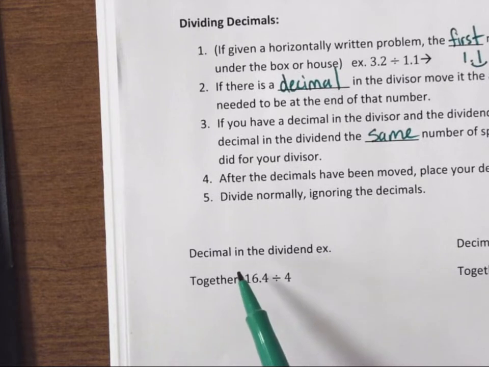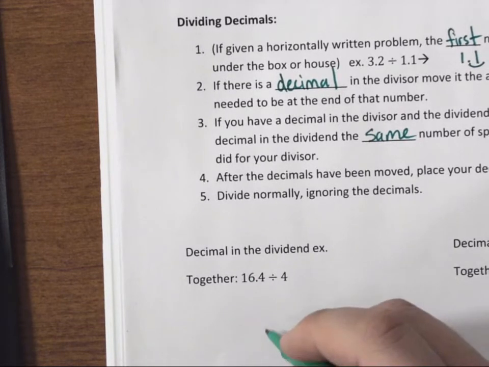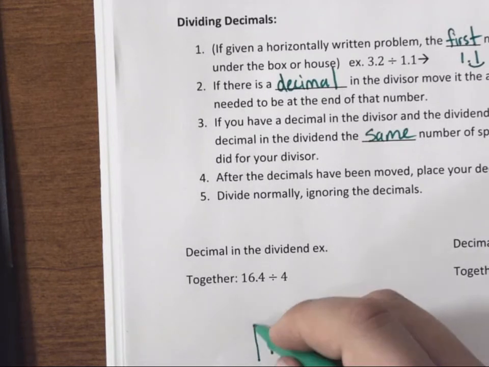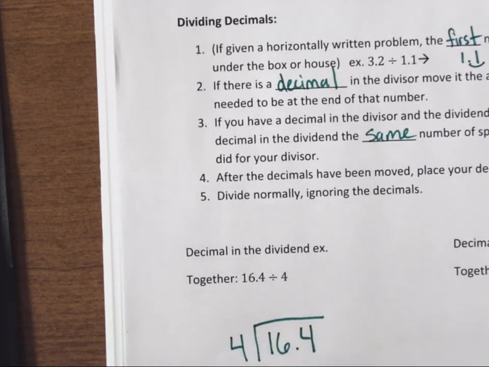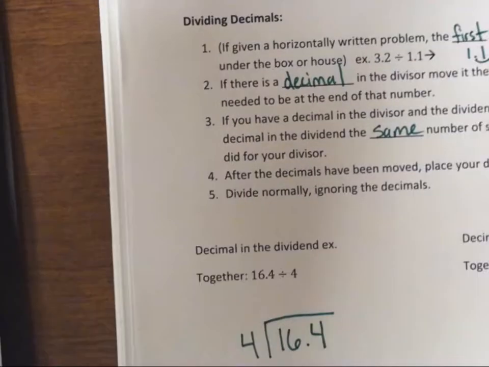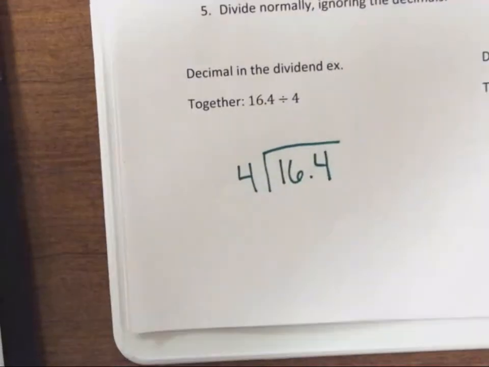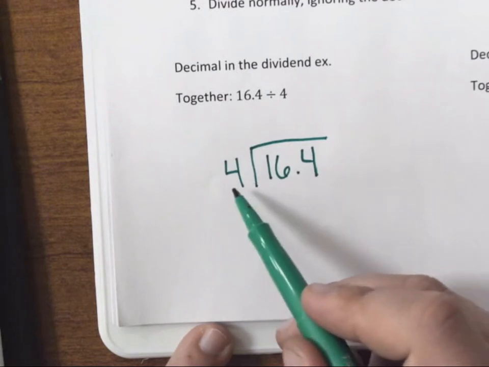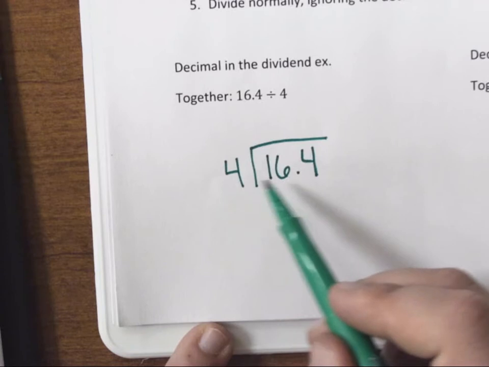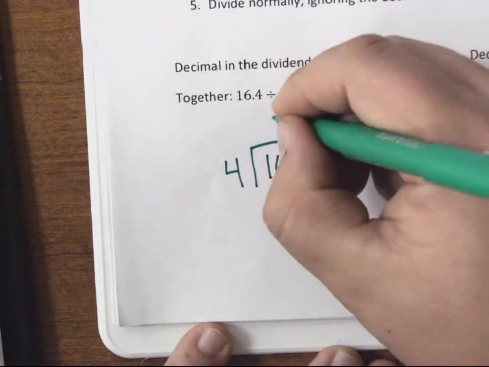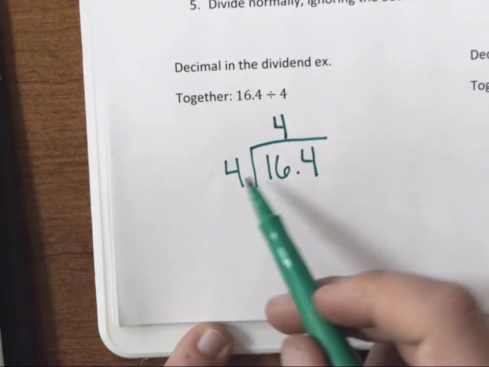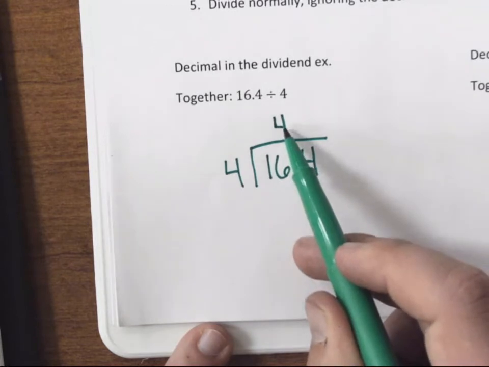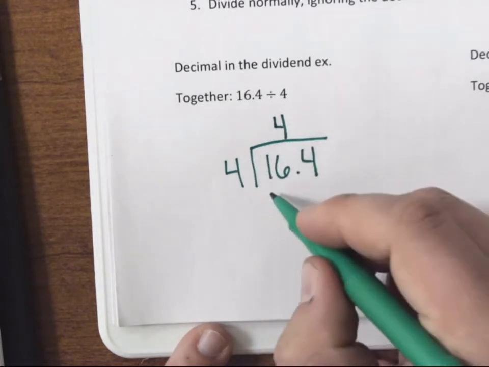This is an example with a decimal in the dividend, which means that our dividend is our number that goes under the house. So 16.4 divided by 4. This is our dividend, this is our divisor, or what we're dividing by. We know that 4 does not go into 1, 4 goes into 16. 4 goes into 16 4 times, so we put the 4 right above the 6 because it's going into 16, not 1. Well, 4 times 4 is 16.